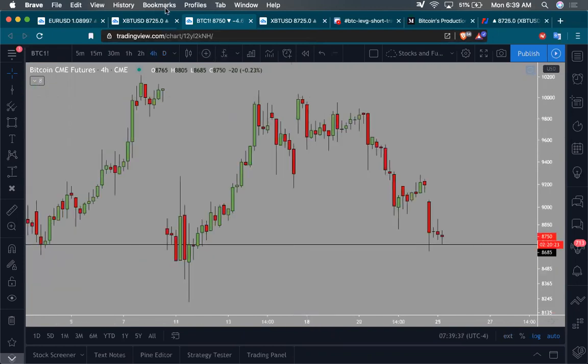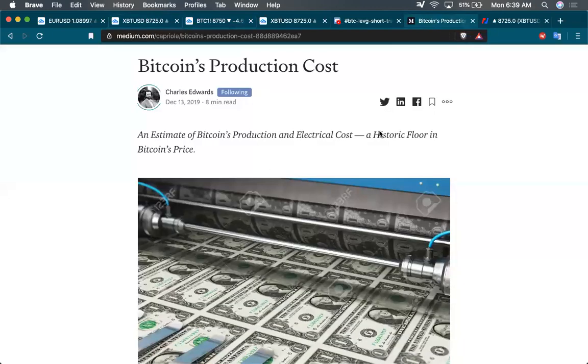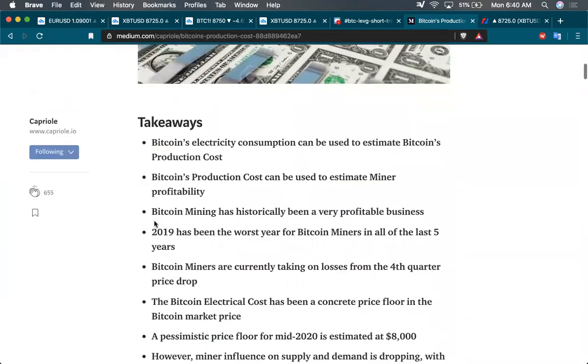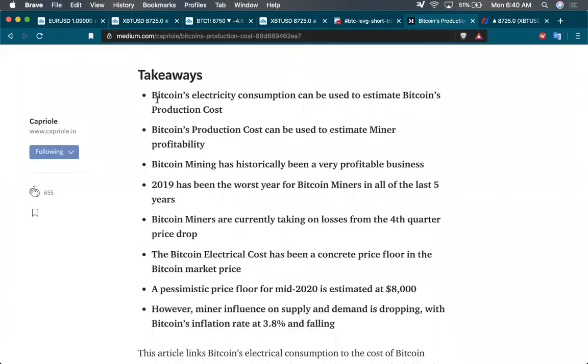Now, finally, we get to the discussion of the Bitcoin production cost. So make sure you guys go check out this indicator. I guess it was written by Charles Edwards. I thought it was written by Eric Capriel, but I guess that's someone else. So anyway, Charles Edwards wrote this fantastic article. And the key takeaway from this is that Bitcoin's electricity consumption can be used to estimate Bitcoin's production costs.